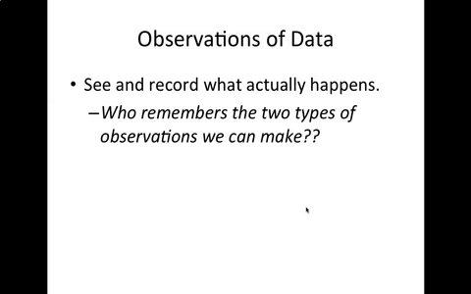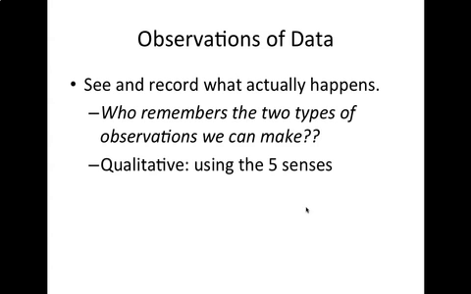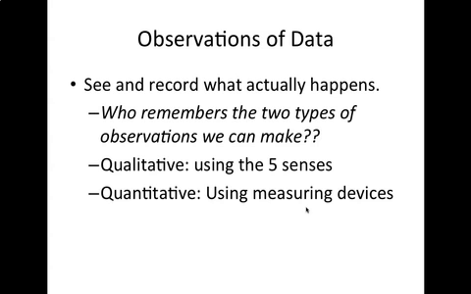Both of the words start with Q. Yeah, the quantities and qualities, quantitative and qualitative. So qualitative is just using the 5 senses. He's tall. That would be a qualitative observation. I could make a quantitative observation if I actually use a measuring device. He is 6 foot 7 inches. Rather than he's tall. And then you can flip over the page when you're done writing that.